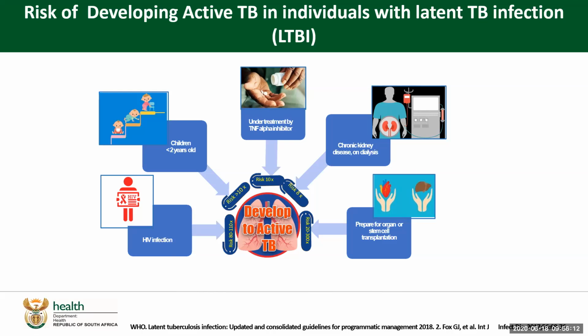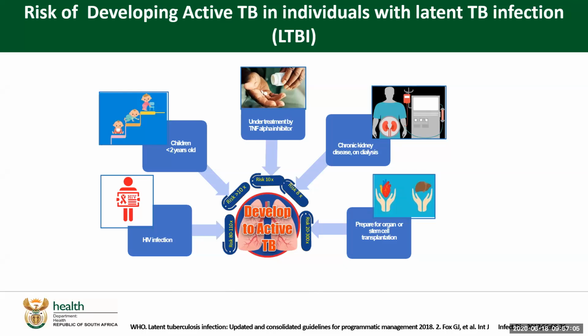We have not included all of them in this slide, but just to highlight a few, children under the age of 2 are also a high-risk group for development of active TB disease. We also talked about children under the age of 5, but we showed that the risk is even higher in those under the age of 2. Individuals who are on treatment with tumor necrosis factor alpha inhibitors are also a very well recognized high-risk group. Those who are on dialysis with chronic kidney disease are also a high-risk group. Those who are preparing for organ or stem cell transplantation are also a high-risk group. Colleagues, this list is not exhaustive.